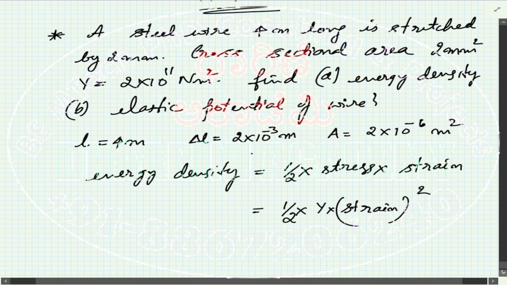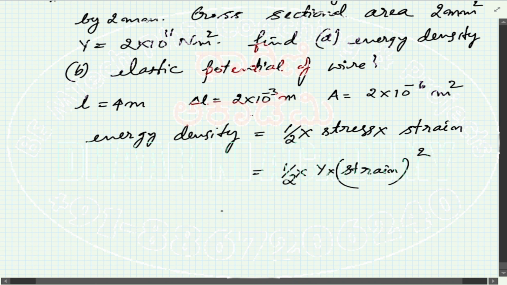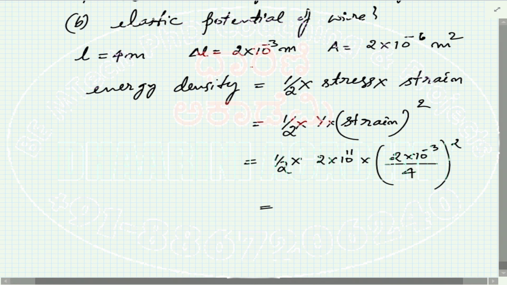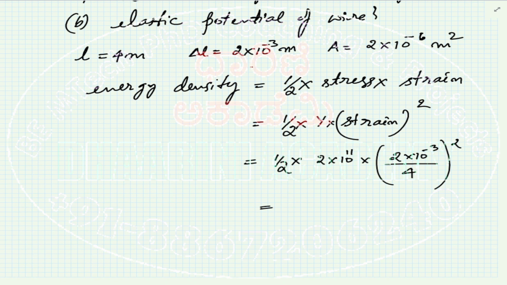Okay, so let's write this. Let's substitute this. This is equal to half into y, which is given as 2 into 10 to the 11, into strain squared. Strain is delta L by L, so delta L is how much? That is 2 into 10 to the minus 3, divided by L, which is 4. So take the square of this. Now we need to substitute this in the calculator to get the answer.